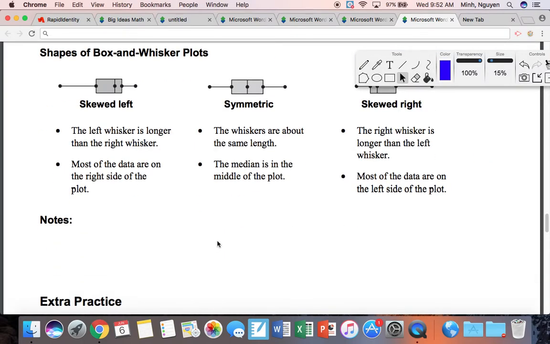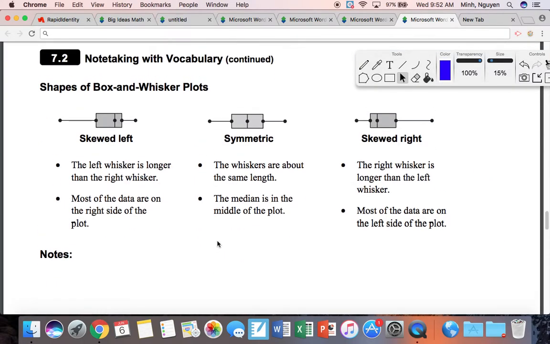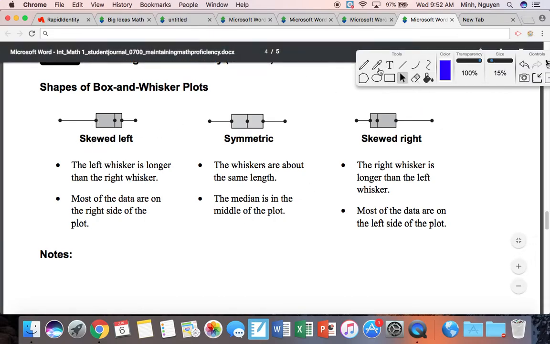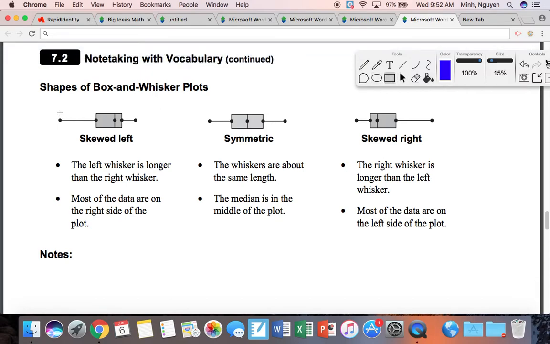Let's see here. Skewed left is when it basically looks longer on the left side. So the left whisker, what is a whisker? A whisker is this section. So this is a whisker, this is a whisker, and so on. When a data set is skewed left, the left whisker is longer than the right whisker, and that means most of the data are on the right side of the plot.